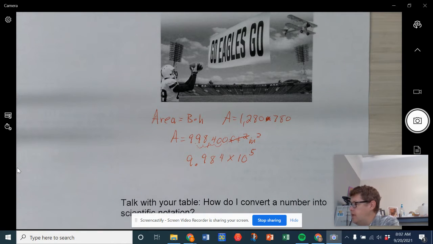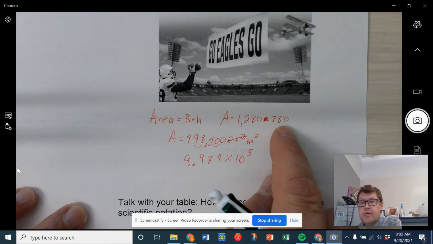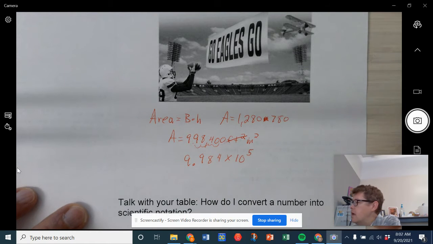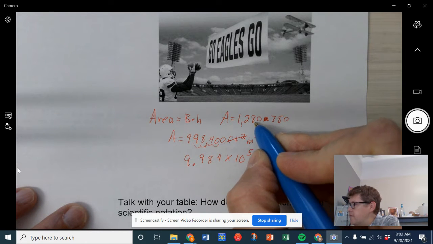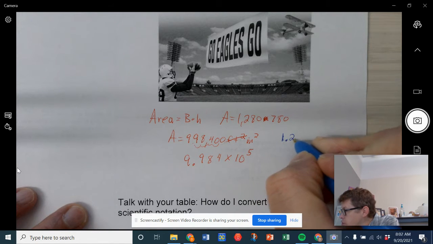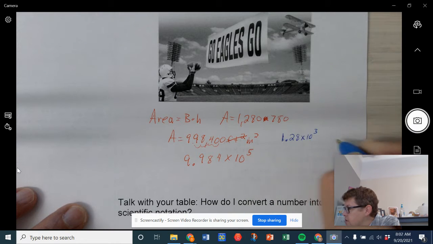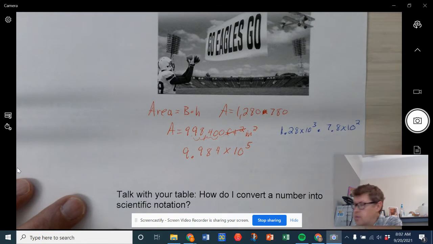Another way to show it is you can convert it into scientific notation before you multiply. So we take that 1280 and move the decimal over 3 times, so we have 1.28 times 10 cubed. Then 780 becomes 7.8 times 10 squared, because we moved the decimal over twice.